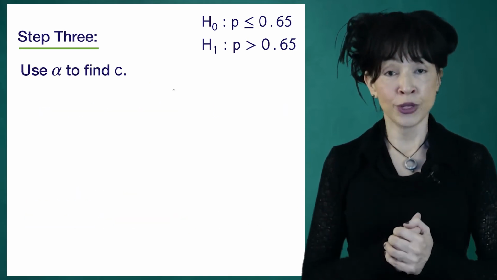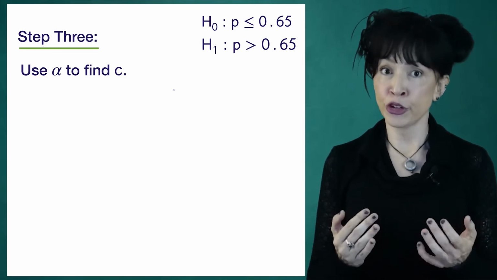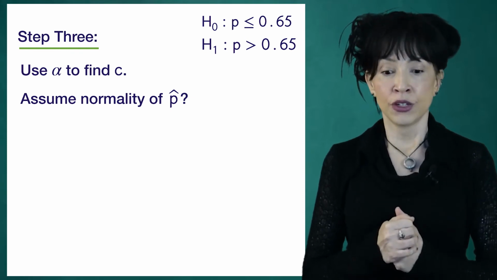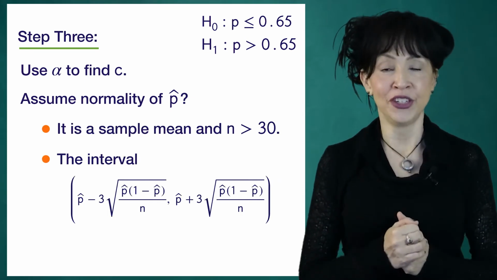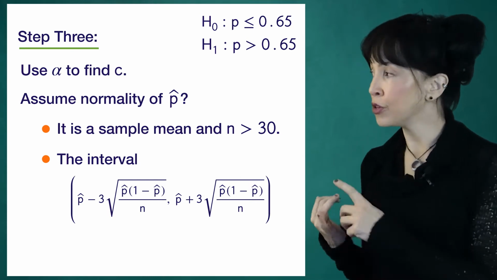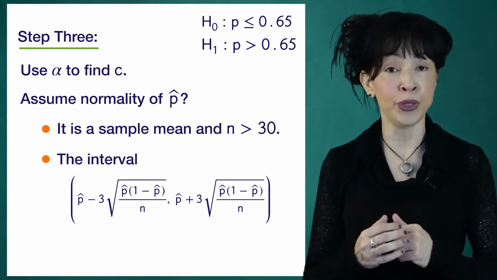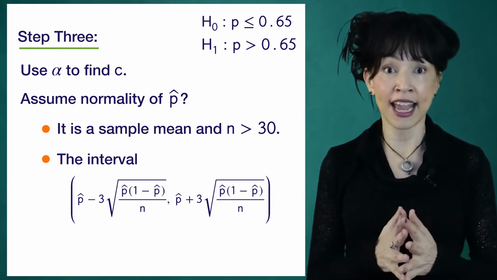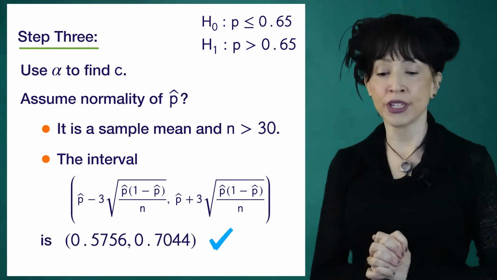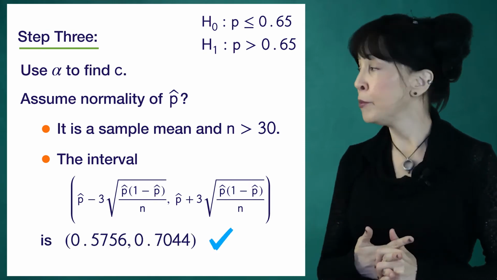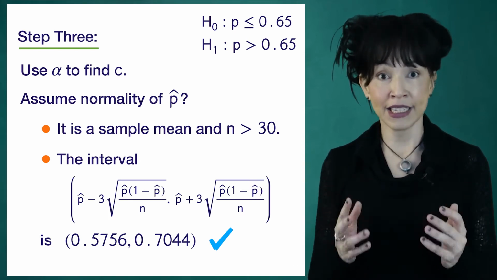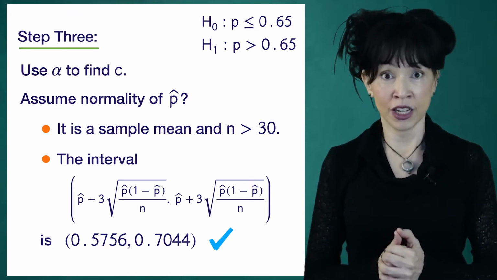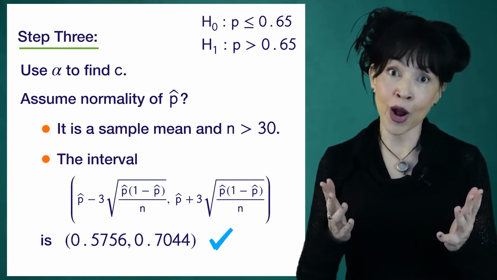Step 3, we want to use alpha to find the value of c, and here's where we need to assume at least approximate normality of p hat. So these were the two rules I gave to you before, either n greater than 30 or something more specific to the Bernoulli distribution. And I went and computed this for our candidate A, candidate B example, and these two numbers came out to be 0.5756 and 0.7044, which is fully contained in the interval from 0 to 1. So I have a check mark. We're good to go, assuming normality, approximately.